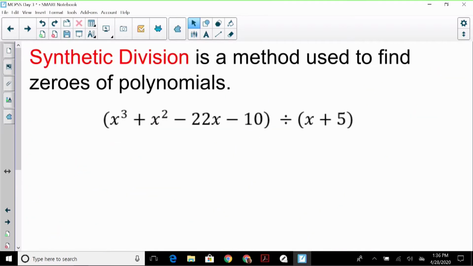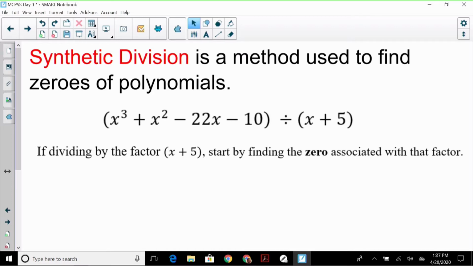One way to find zeros of polynomials is using synthetic division. So here we have a 4-term polynomial, x to the third power plus x to the second power minus 22x minus 10, and we want to divide it by x plus 5. You can only use synthetic division when dividing by a linear term, meaning the term that you're dividing by is x and not x to the second, x to the third, x to the fourth, only x minus something or x plus something.